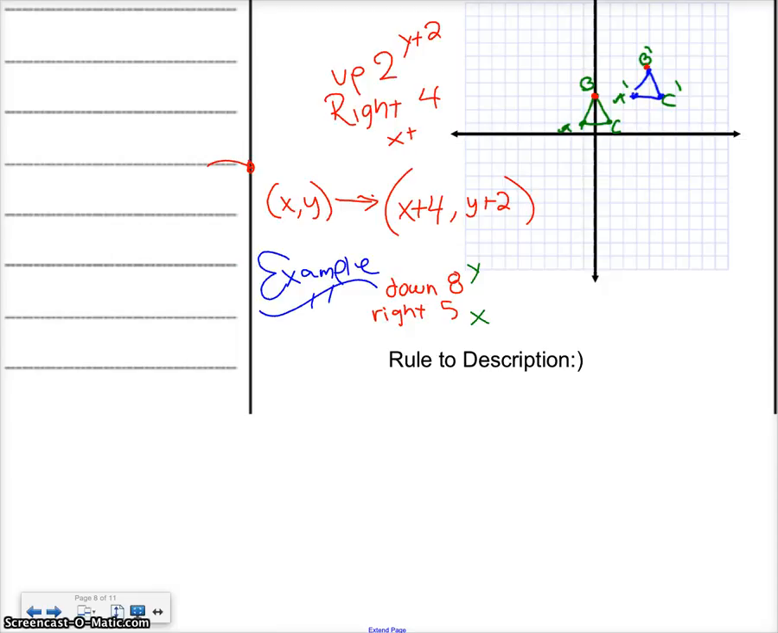Starting with my variables. Down means y, and you know what? It means subtract, so it would be y minus 8. Right means my x, and you know what else right means? It means I add. So x plus 5, I'm not going to mess this up. And then you have to write it in proper form. That means you have to have a starting point. X comma y, any x, y on your geometric shape slides to x plus 5 comma y minus 8.